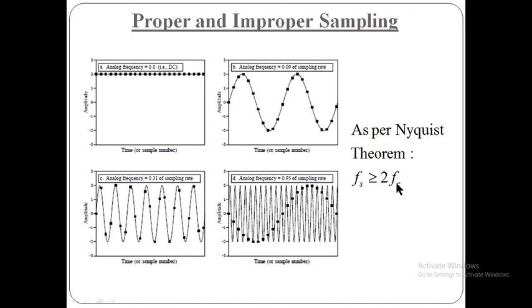And when you increase the sample frequency to more than twice the frequency of the original signal, at that time we will get the sampled signal which is acceptable. Again, listen to me: sample frequency should be twice the input signal frequency, and this is stated by the Nyquist theorem.